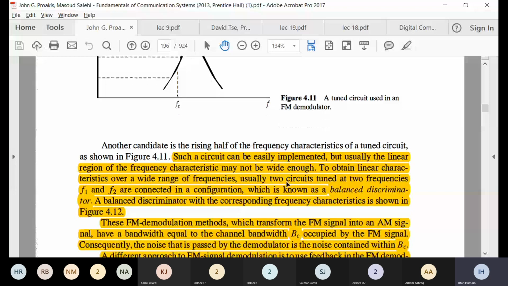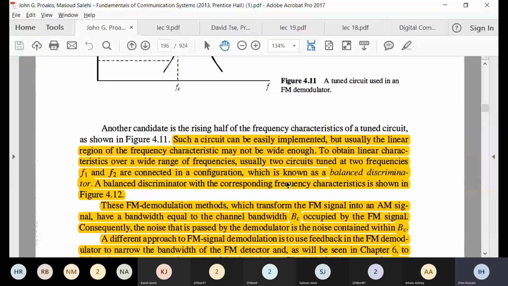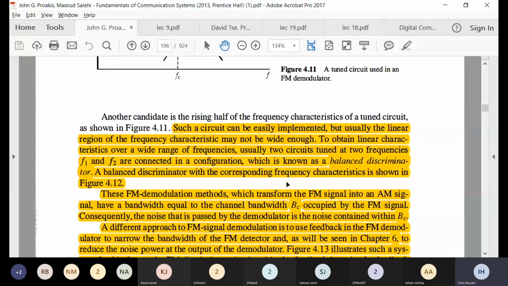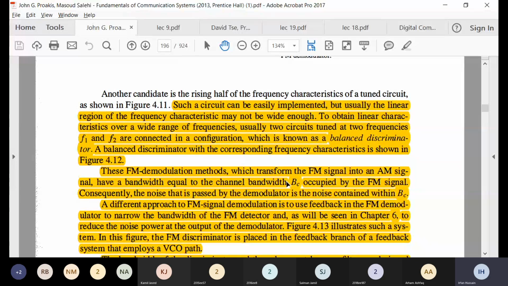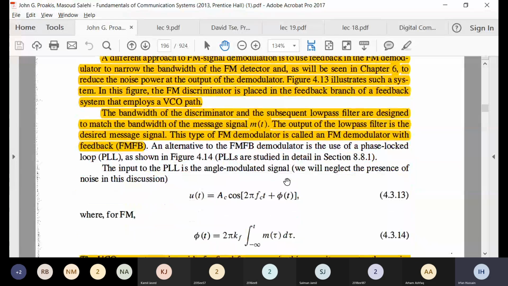and we saw that the basic theme is to convert an FM signal to an AM signal and then apply the AM demodulation techniques. We had covered also the feedback FM demodulator. Now we will start understanding the last demodulator, and that is an alternative to the feedback frequency modulation demodulator, and that is called the phase lock loop.